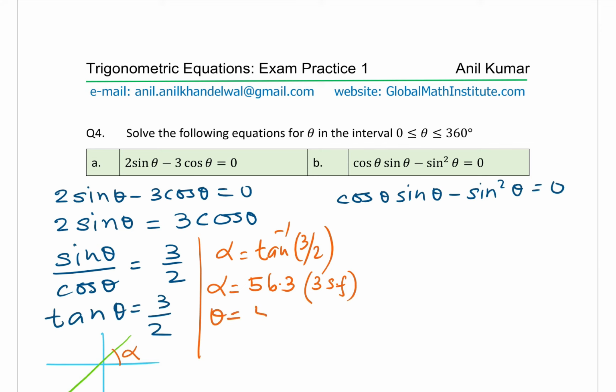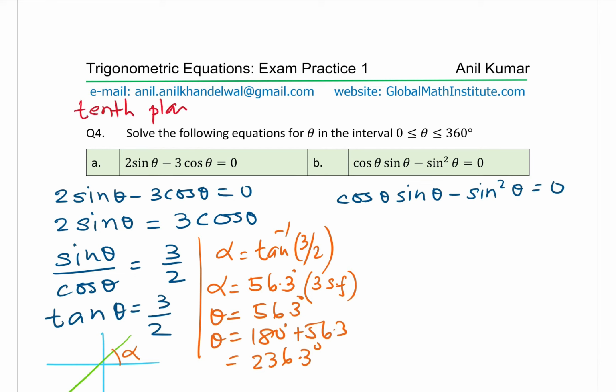So you can write theta is 56.3 degrees, and also theta equals 180 degrees plus 56.3. So let's add 180 degrees to this, and we get 236.3 degrees. Correct? So that is to the tenth place. Perfect. So we have written our answers to the tenth place, and our answers in this particular case are 56.3 degrees and 236.3 degrees.